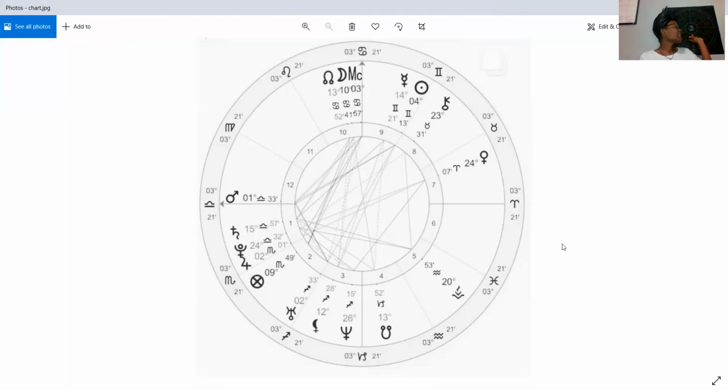I hope you can see the little difference in my background. I'm trying something a little new. I'm trying to be different. I got my little chart here, and I have my chart here on the screen, and I hope you can see that clearly.